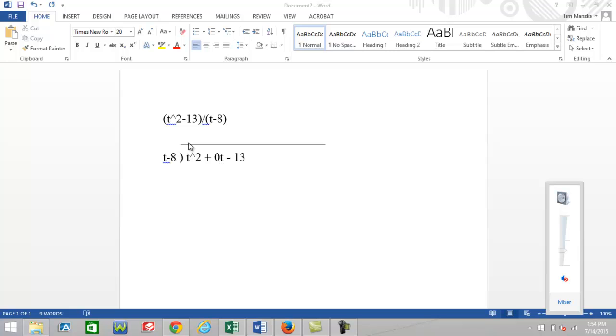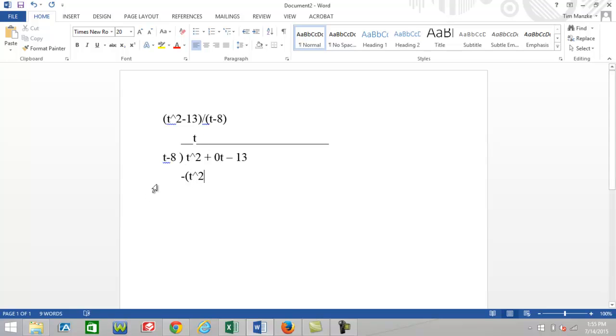of the numerator. We're going to start off and put in our quotient our first term, which is going to be t. Now, we're going to have to multiply the t times t minus 8. So on this next line underneath, we're going to subtract. We're going to take t times t, which is t squared, and t times the minus 8, which would be minus 8t.